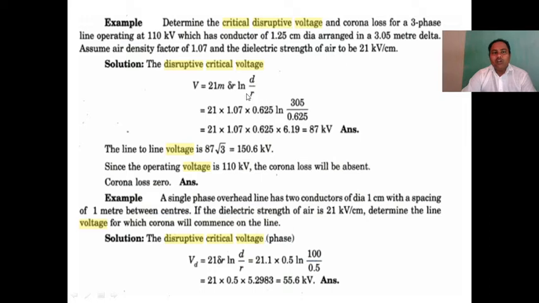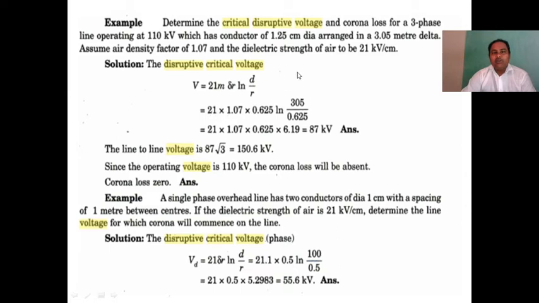Substitute all the values. What is the radius of the conductor? They have given the conductor diameter as 1.25 centimeters. So the radius r is equal to 1.25 by 2, that is 0.625, log d by r. They have given the distance between conductors as 3.05 meters. Convert into centimeters, 3.05 into 10 square, so that is 305 by the radius of conductor 0.625. So we substitute all the values.